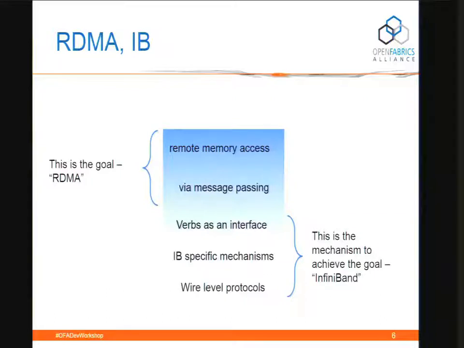That's the goal. That's what Open Fabrics is built on today, this notion of memory-to-memory communications largely based on message passing. Below that is the verbs as an interface and a whole bunch of IB-specific mechanisms to allow those top two things to occur, and a set of wire protocols to support it. So the way I would look at this is, the objective is the stuff at the top. This is what I'm going to try to convince us all RDMA means. And then the stuff at the bottom is the mechanisms by which we conduct RDMA operations today.